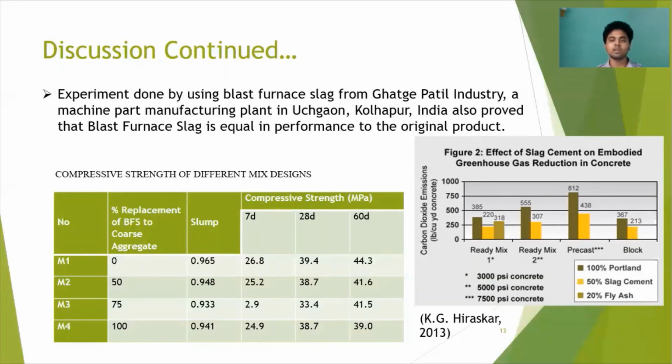And in this graph, you can see the carbon dioxide emission of concrete. The carbon dioxide emission of concrete made using blast furnace slag is lower than that of concrete made using ordinary Portland cement. So all of this shows that using blast furnace slag as a substitute for cement in concrete is better and is equal in performance to the original product. And now Kavesh will be concluding this presentation.